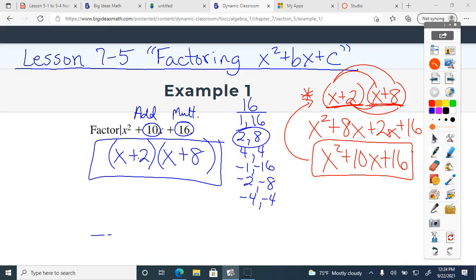Everybody with me so far? But you just got to remember, start with what multiplies. Don't start with what adds up to whatever. Because literally how many different numbers could add up to 10? Wow, there's an infinite number.